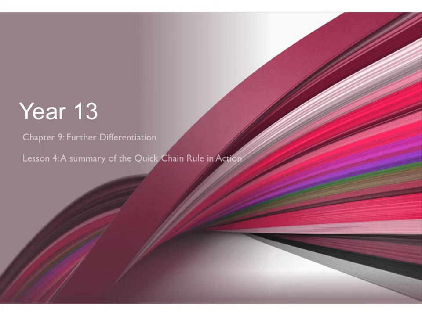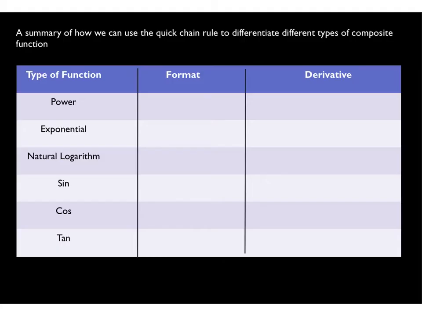Year 13, Chapter 9, Further Differentiation, Lesson 4, a summary of the quick chain rule in action. So we're going to look at the different types of composite function that we have come across and how we can use the quick chain rule to differentiate these very efficiently. So let's start with a power function.